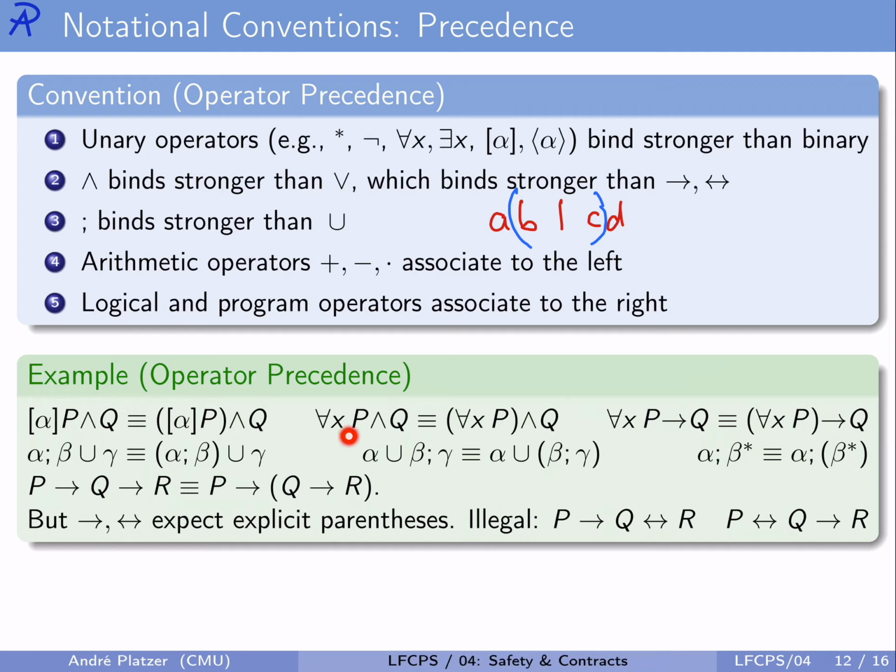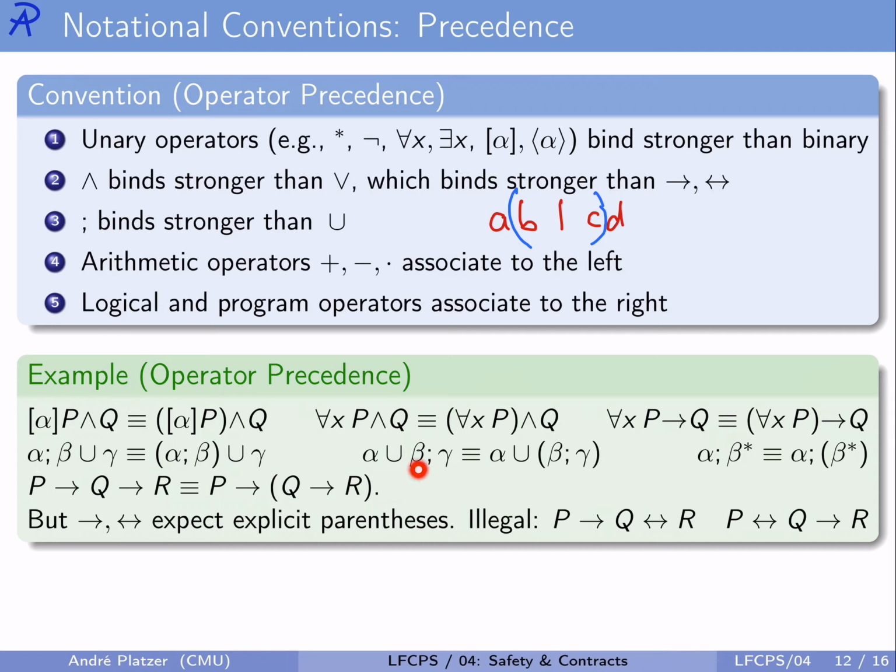Just like for all x, P and Q implicitly means for all x, P, and also Q. Variable occurrences of x and Q refer to the initial value x had before the universal quantifier. Likewise for implications. And alpha semicolon beta choice gamma implicitly means first run alpha, then run beta, or make a non-deterministic choice to instead run gamma.